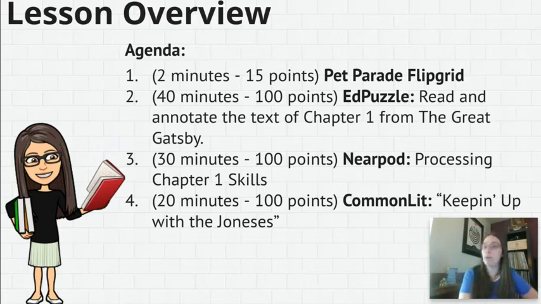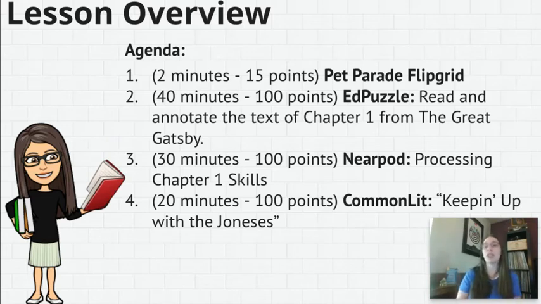Next, you're going to do your EdPuzzle. Your EdPuzzle is actually going to be where you read and annotate the text of chapter 1 from The Great Gatsby. This tool was chosen because rather than having a book and having a reading guide, you're able to listen to the audiobook and answer the questions right there built into the EdPuzzle. This is going to be out of 100 points, so make sure that when you're doing that EdPuzzle, you're paying attention. I will provide you with the text of the book so you can read along. Me personally, I put EdPuzzle on one side of the screen and the PDF on the other so that I could go back and revisit the text as I was answering those questions.